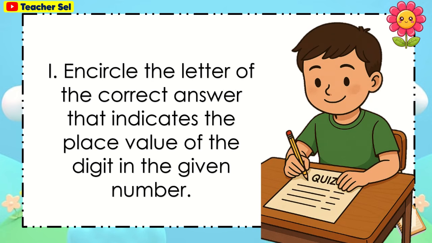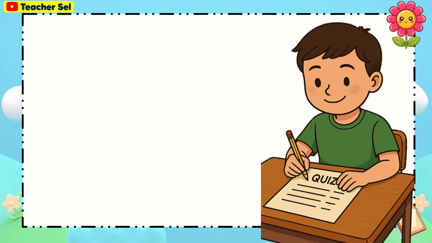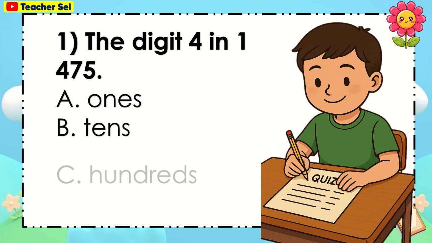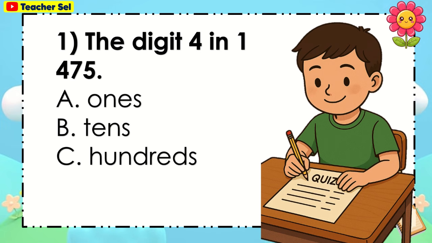For your quiz or formative assessment, encircle the letter of the correct answer that indicates the place value of the digit in the given number. The digit 4 in 1,475: A ones, B tens, C hundreds, D thousands.